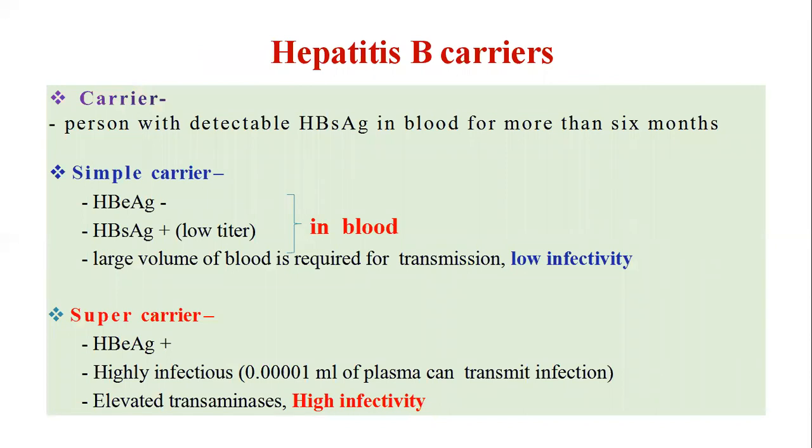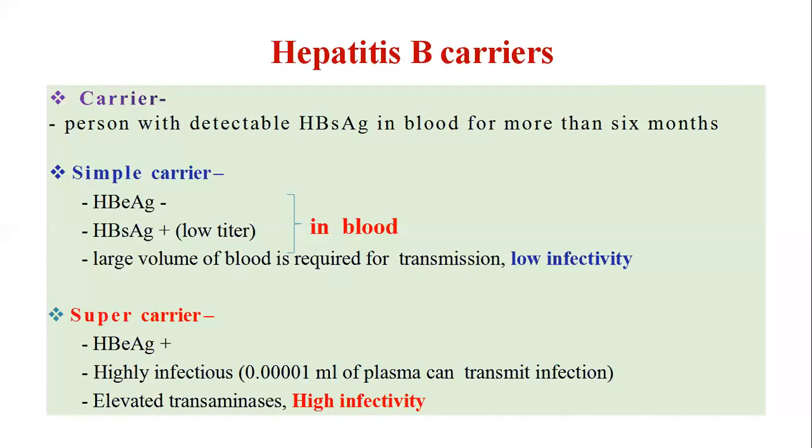Hepatitis B has different carriers: simple carrier and supercarrier. A person with detectable HBsAg in blood for more than 6 months is normally called a carrier. And if the person is HBeAg negative but HBsAg positive, and the titer value present in his or her blood is low, then a large volume of blood is required for transmission, and here the infection is less, means low infectivity in case of simple carrier.